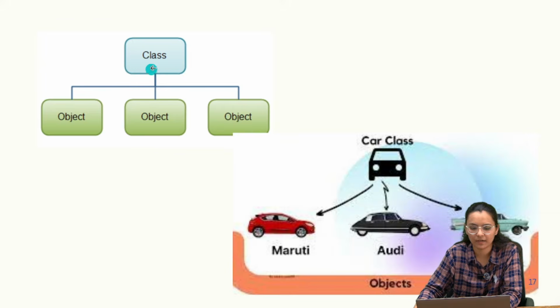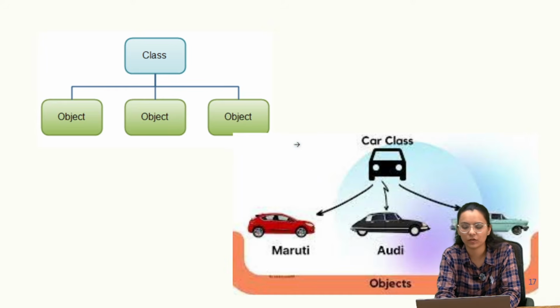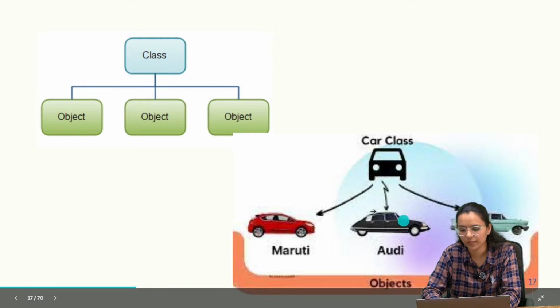Let's see in the diagram, a class can have multiple objects. For example, here the class is Car, and it has objects like Maruti, Audi, BMW. These are the car names. These are the objects. The main class name is Car.